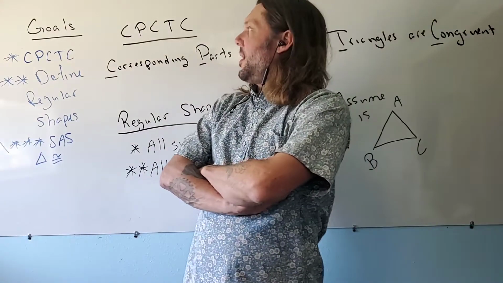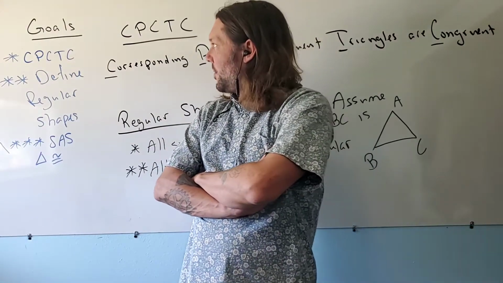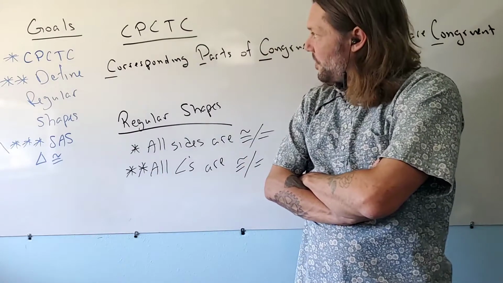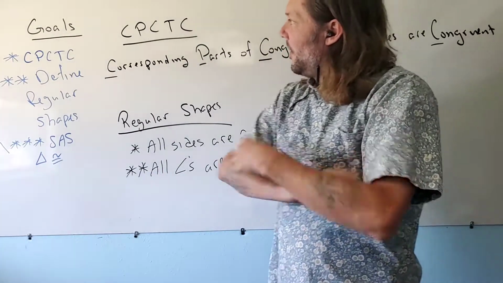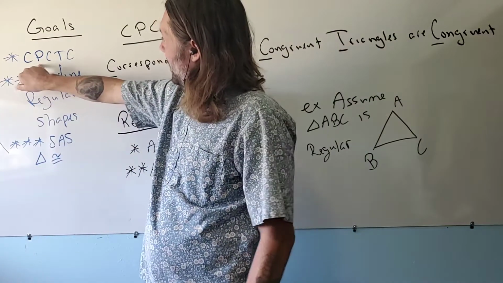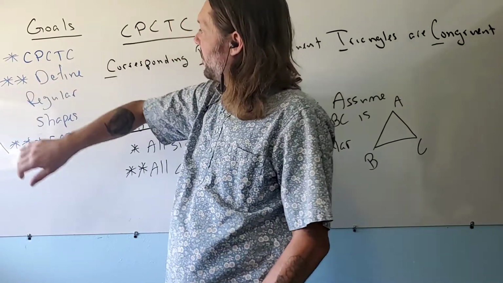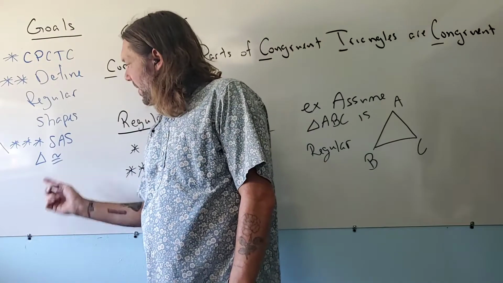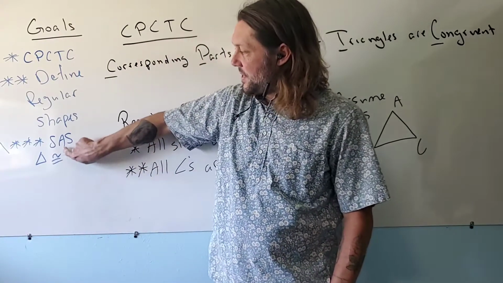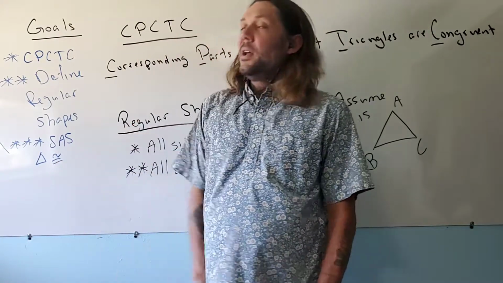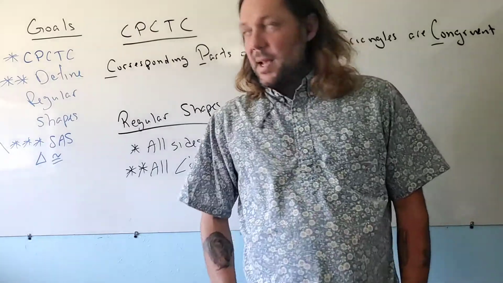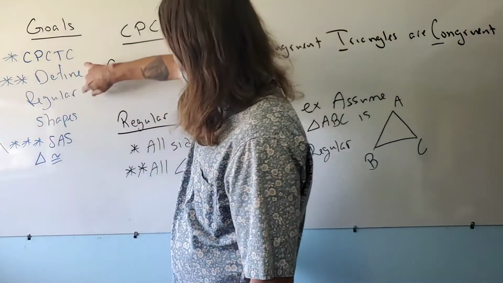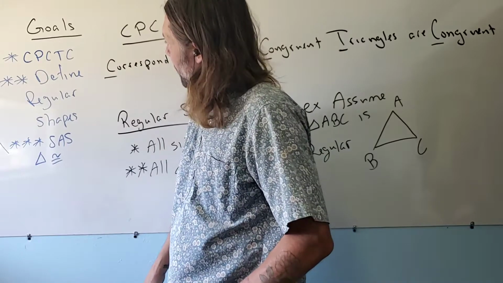All right, so let's go ahead and talk about our goals here real quick. We have 3 goals today for our section. We have this acronym CPCTC, which I'll talk about really quick. I'm going to also define what regular shapes are. And then finally, I'm going to discuss the SAS triangle congruence criteria. So let me go ahead and get through these first 2 goals really quick.